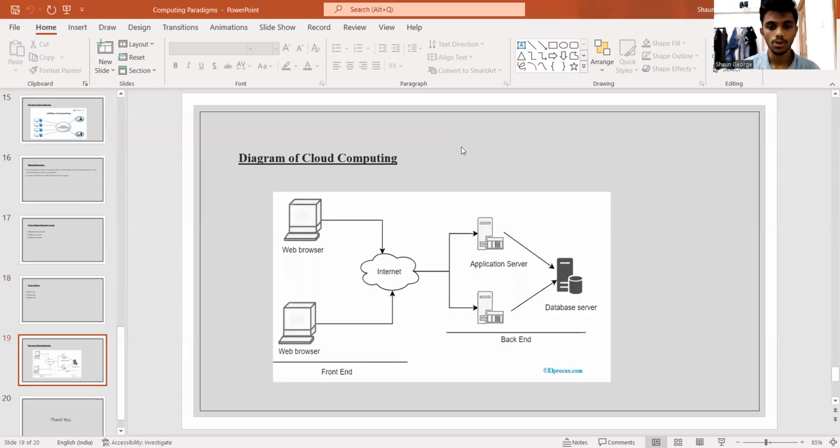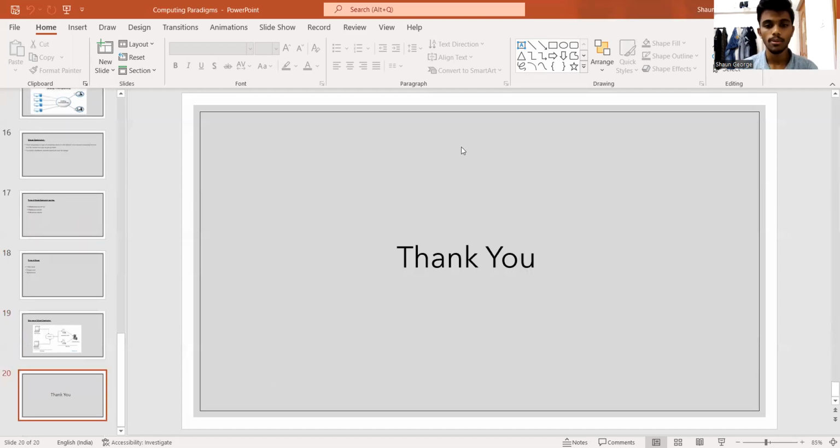This diagram shows the working of cloud computing. That's all about computing paradigms.